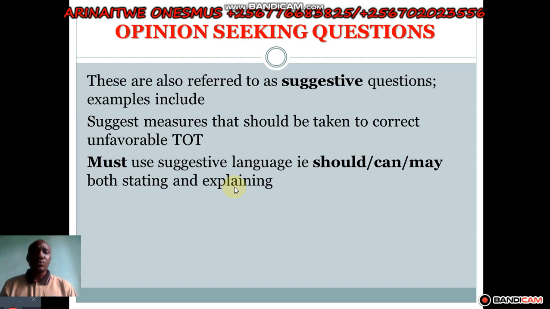When it comes to opinion seeking questions, these are sometimes referred to as suggestive questions, and they require qualifiers like should, can, or may. For example, what measures should be taken to correct the unfavorable terms of trade. So here, while answering, a candidate should take keen note of the qualifiers should, can, or may.